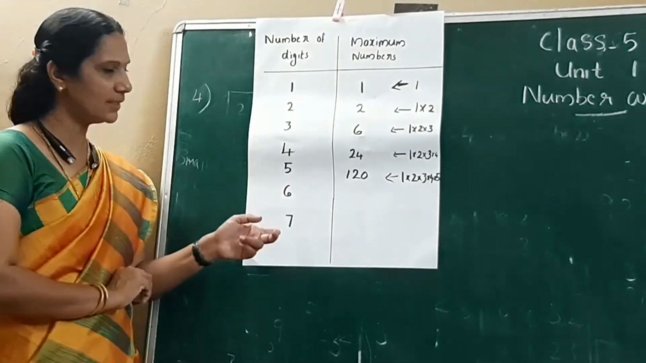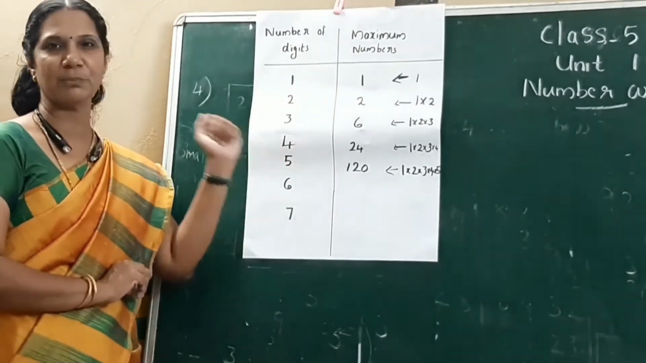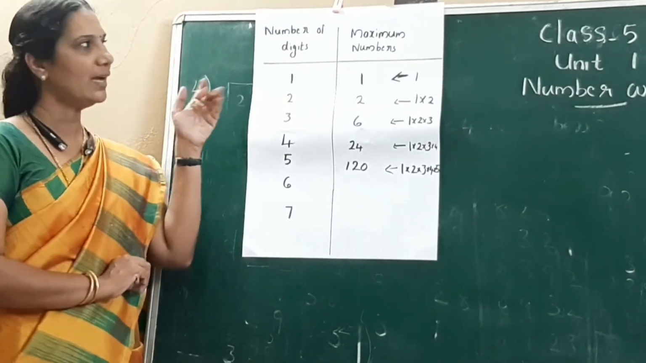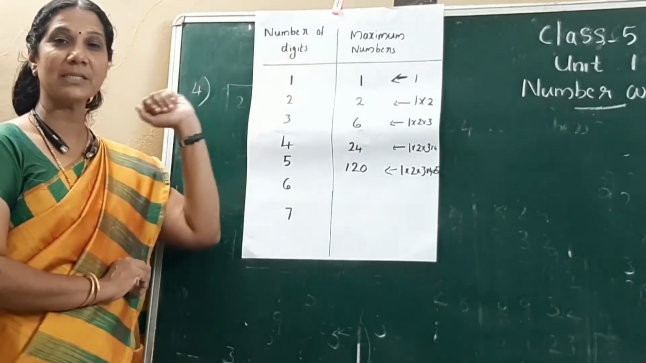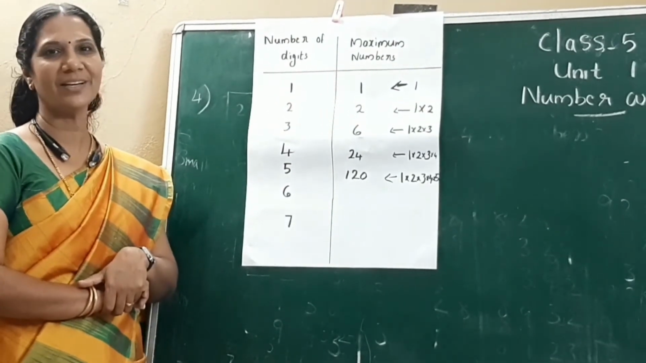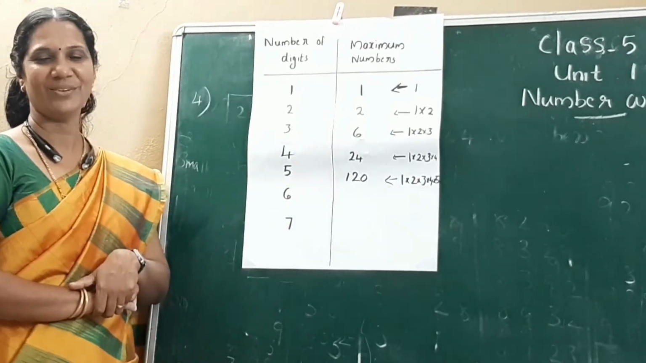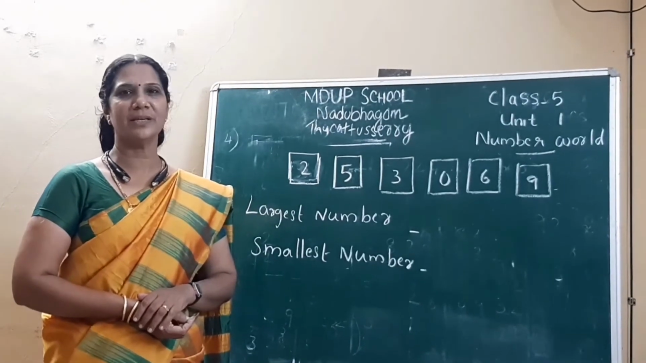Now 2 more questions are there. Number of digits is 6: you want to find the maximum numbers possible with those 6 digits. And the number of digits is 7: what is the maximum numbers possible with these 7 digits, that you want to find yourself. Okay, all of you? Write down the next question in your notebook.